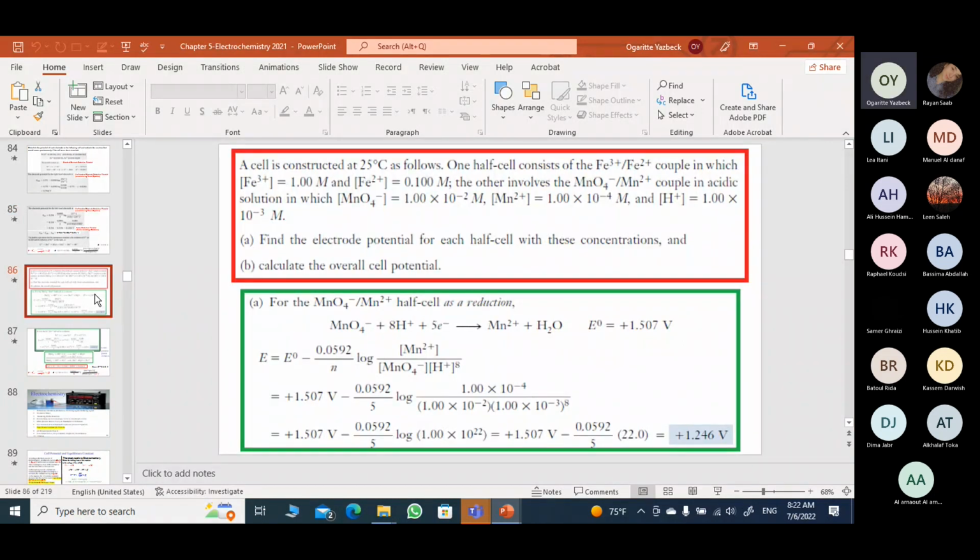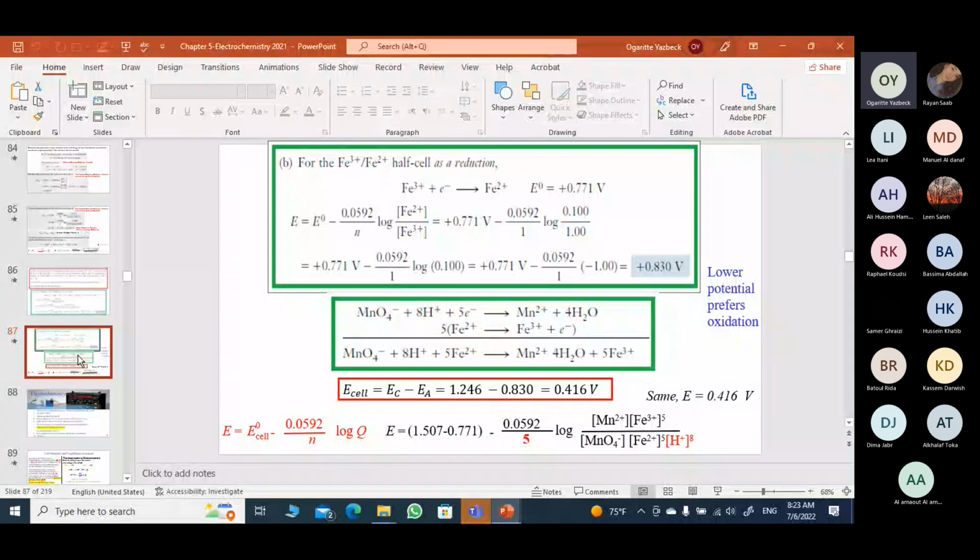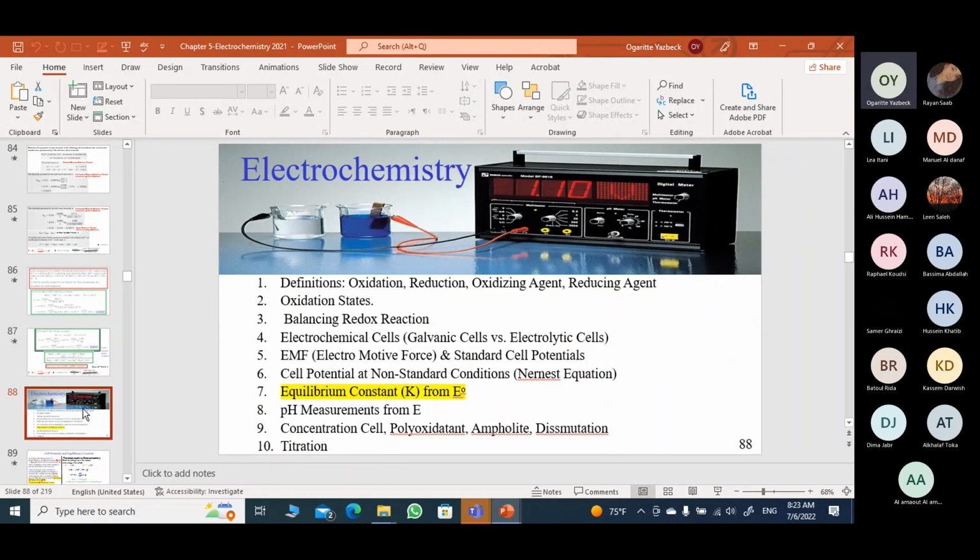Right. Please do this next one on your own. It's almost exactly the same, and use also the overall reaction. Don't forget always the H plus inside the overall reaction. Okay. Make sure you do it.